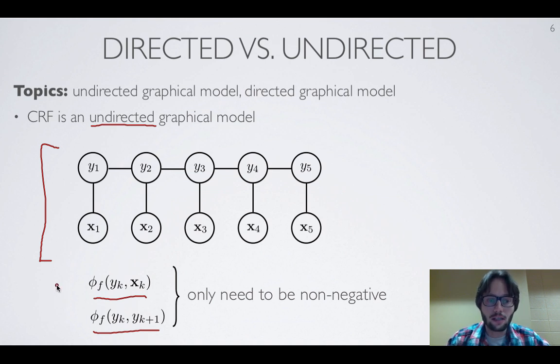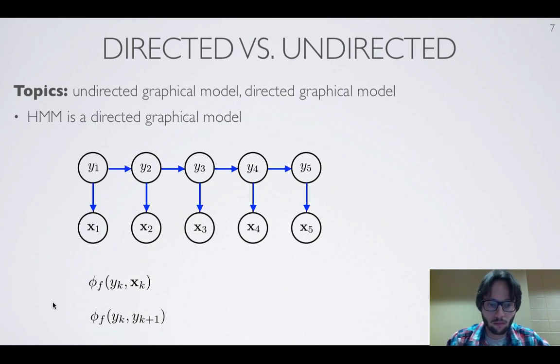Well, in a conditional random field, these factors only need to be non-negative. So they need to be greater or equal to 0. That's the only requirement that I have in an undirected graphical model, is that when I write it as a product of factors, the factors themselves only need to be such that they are always greater or equal to 0. So that's to be contrasted with a hidden Markov model.